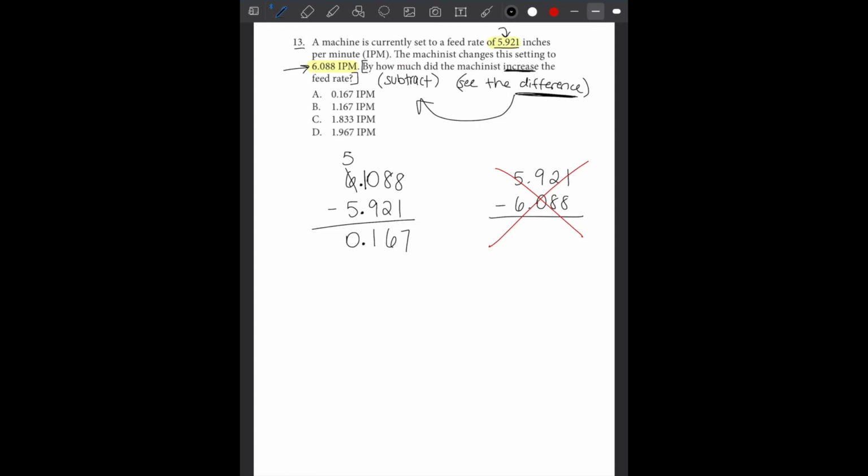Remember, we have to line up the decimal points when we're adding or subtracting. So we line it up and we get 0.167 as our answer, and that is option A.